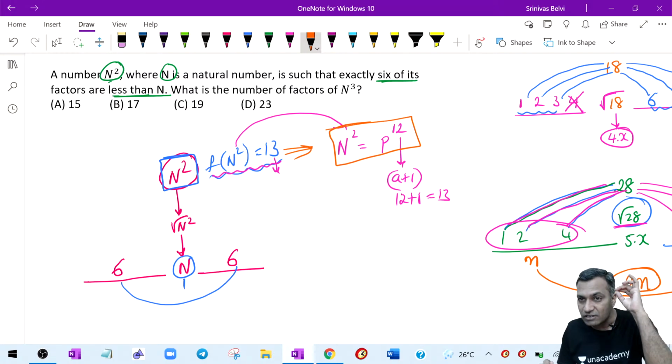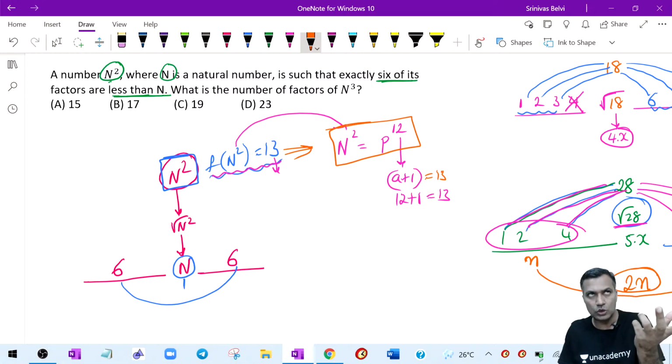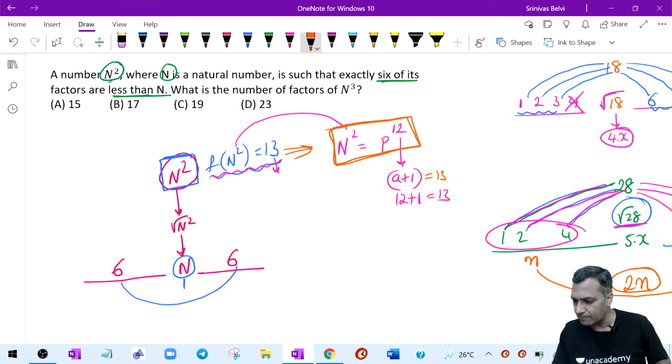If n square has 13 factors, which is a plus 1 equal to 13, what is the value of a? The value of a is equal to 12. Whenever you write something like that, a plus 1 is equal to 13, therefore a is equal to 12, which means n square is equal to prime raised to power 12.